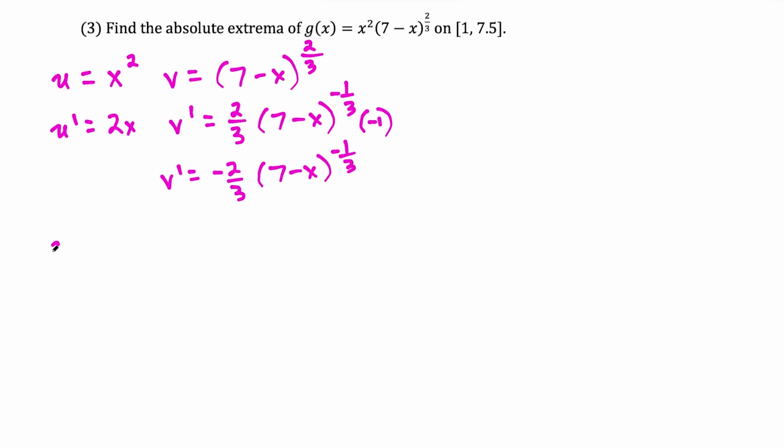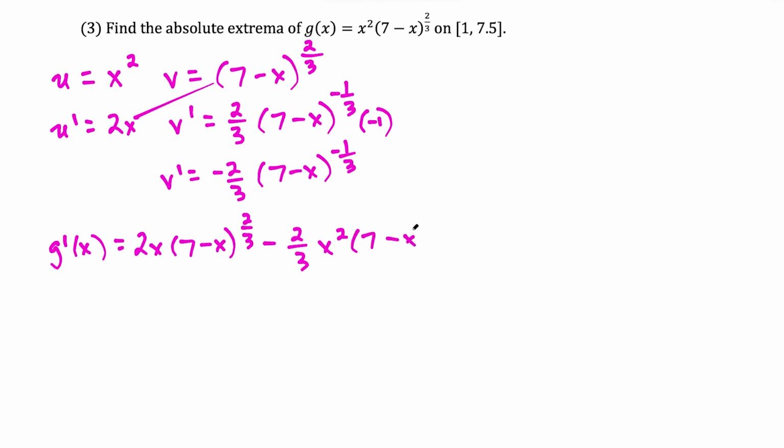So now we could say g prime of x is equal to, and first I'll do u prime times v. So we'll have 2x times this term here. So we're going to have 2x times 7 minus x to the 2/3 power. And then we have x squared times a negative. So we're going to have plus a negative or just minus 2/3. And then we have x squared, and we have 7 minus x to the negative 1/3.